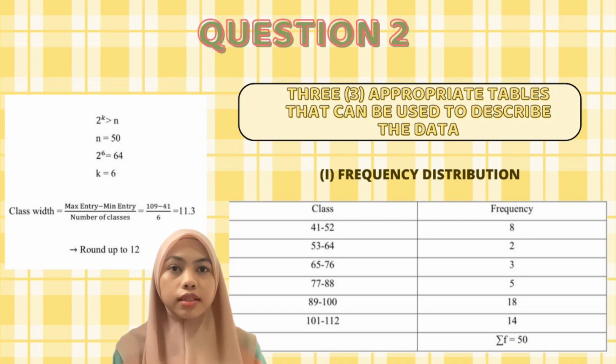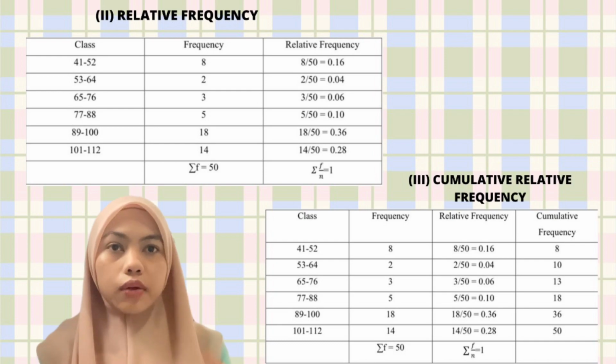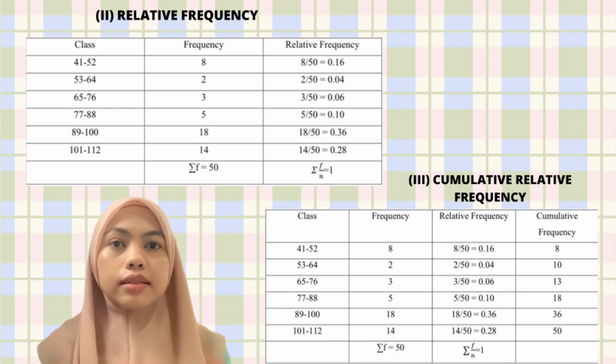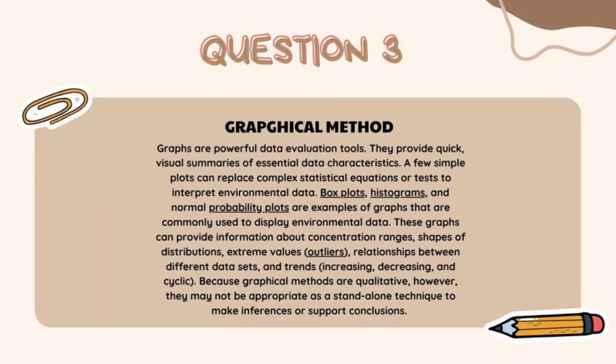Now I want to explain about 3 appropriate tables that can be used to describe the data. First, frequency distribution is the grouping of data into mutually exclusive categories, showing the number of observations in each class. Next, relative frequency shows the proportion or percentage of the data values in the set that belong to each group or class. Lastly, cumulative frequency represents the sum of the frequency for that class and all previous classes.